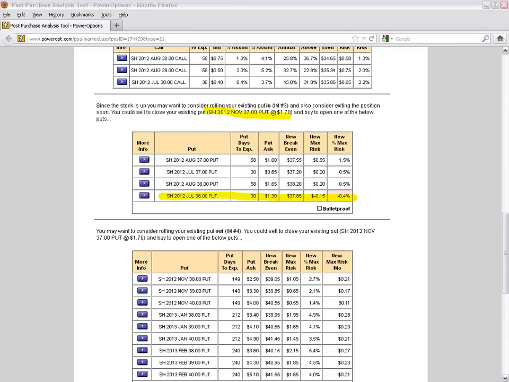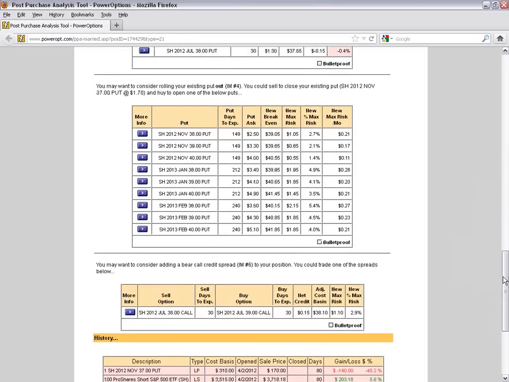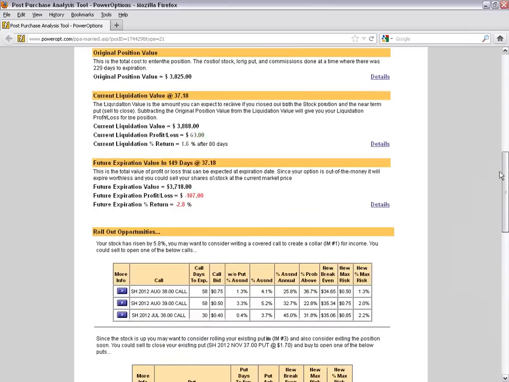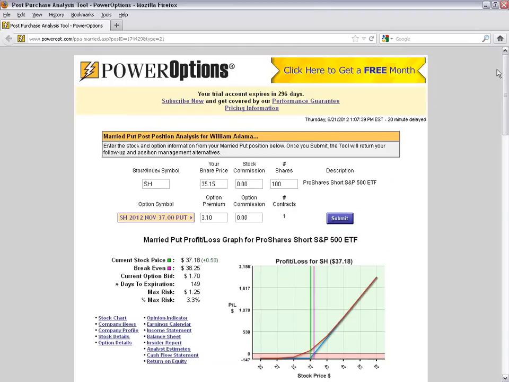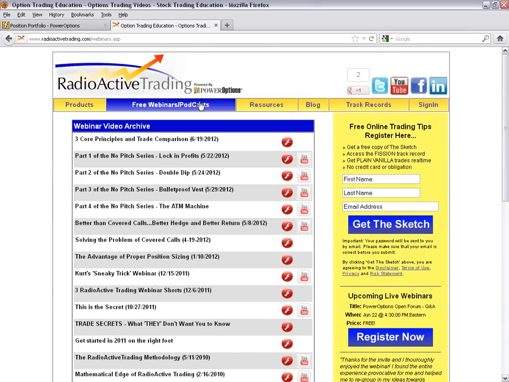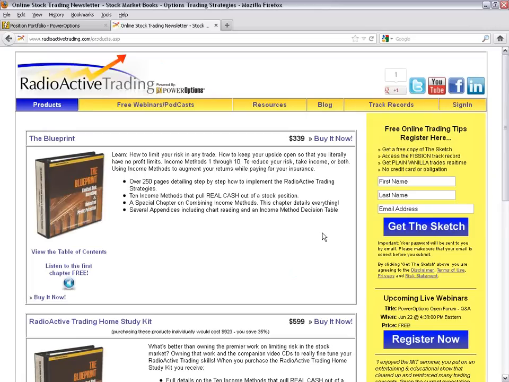But of course, as I mentioned, we're helping you with the mathematics here on Power Options. We're doing some of the calculations for you to give you a good idea of what you could do, and that Simulate Trade tool is very helpful in evaluating your CEGA model, but the only place, of course, to find the CEGA model for each of the 10 different income methods and when you would use one over the other is, of course, right there in the blueprint.